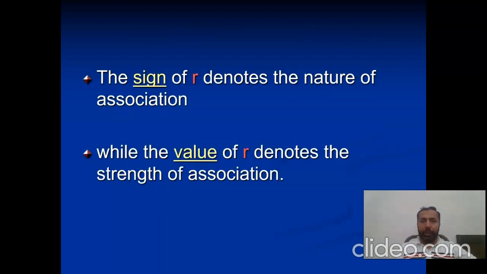The sign of r, which is used to denote the correlation, measures the direction or nature of the relationship. If it is positive, the variables are positively correlated. If it is negative, we call it negative correlation. However, the value of r denotes the strength of the association between two variables, that is, how strongly those two variables are correlated.